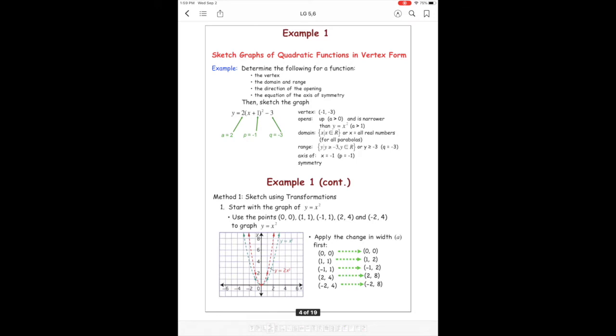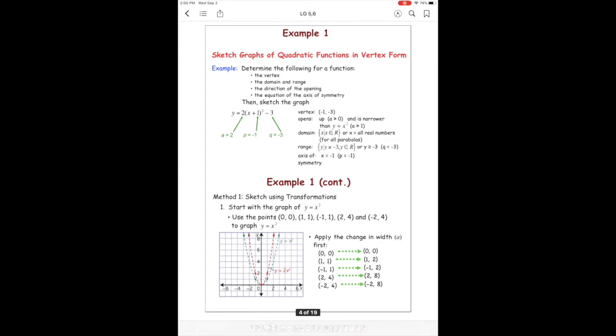All right, we're back, still with Learning Guide 5. Now we're on part 2. We're going to look at example 1 here, where we have to sketch graphs of quadratic functions in vertex form. And then we have to be able to also determine different features of these functions.